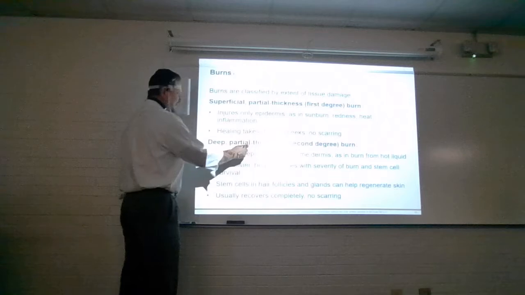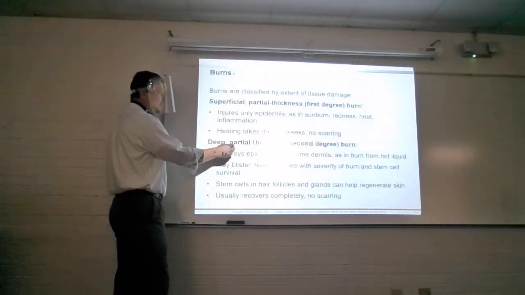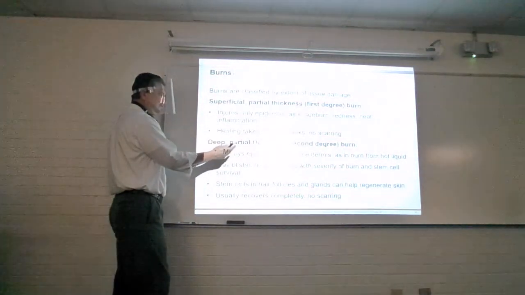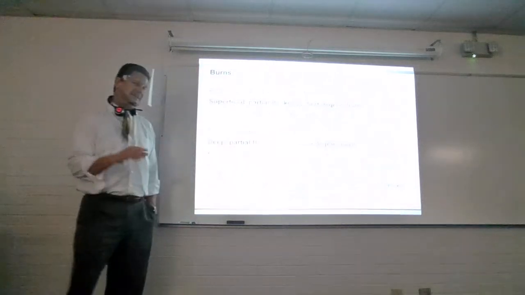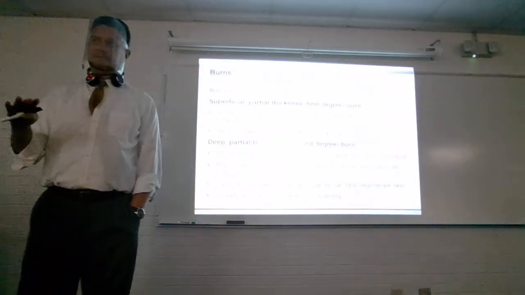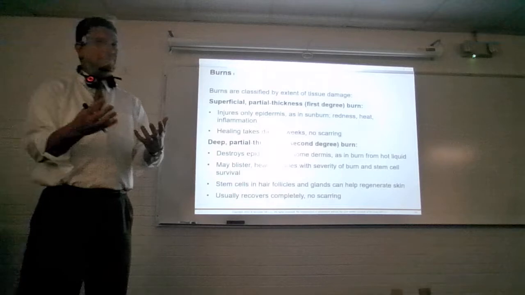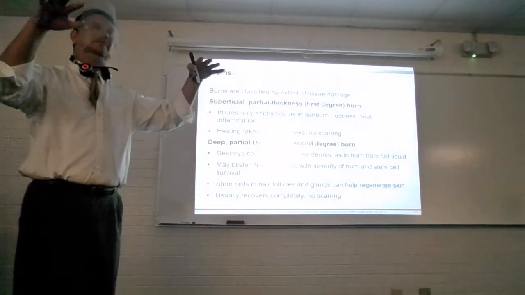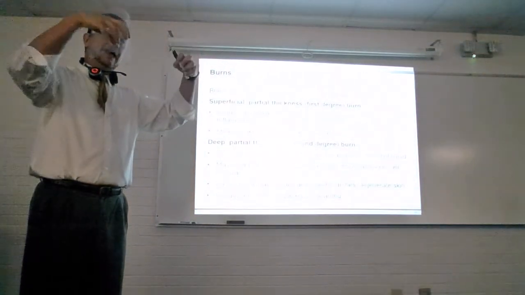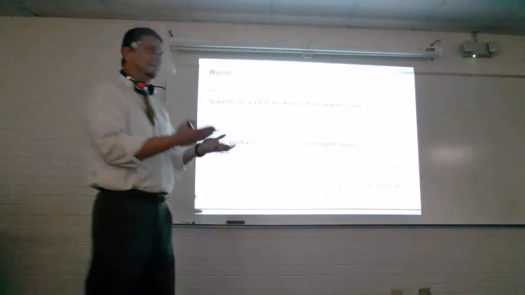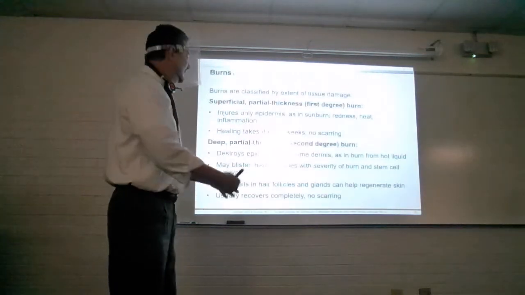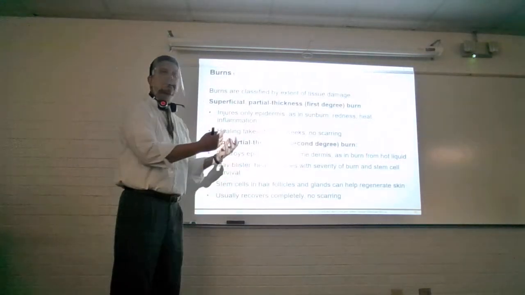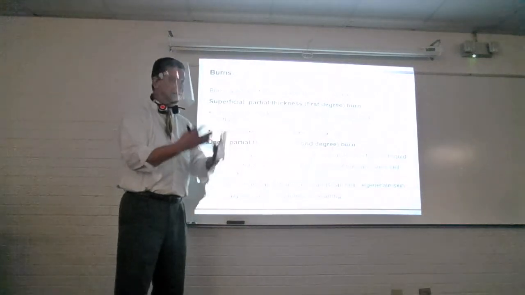Deep partial thickness. The reason this is called partial thickness is that it gets into the upper part of the dermis, the papillary region of the dermis. And once we burn that part, now we're talking about the capillary bed. So now I've damaged the capillary bed in the upper part of the dermis. This will have blisters associated with it because now I'm releasing fluid.